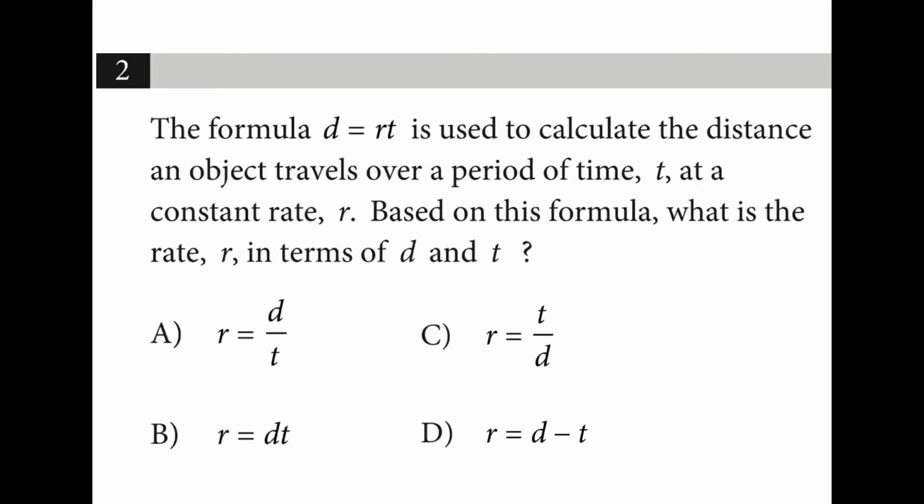The formula d = rt is used to calculate the distance an object travels over a period of time, t, at a constant rate r. Based on this formula, what is the rate r in terms of d and t?